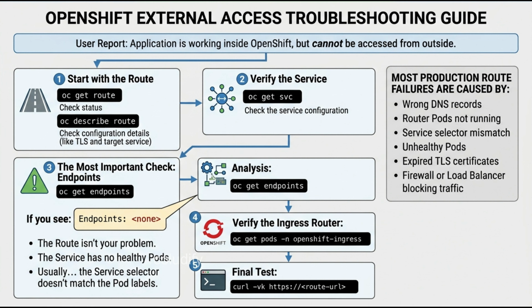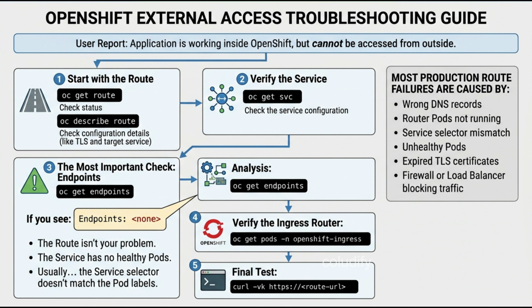Real production scenario. Let's solve a production issue. A user reports, "The application works inside OpenShift, but nobody can access it from outside." Where do you start? Not the pod, not the deployment. Start with the route. Check oc get route. Then oc describe route. Next, verify the service. oc get svc. Then the most important check. oc get endpoints. If you see endpoints, the route isn't your problem.